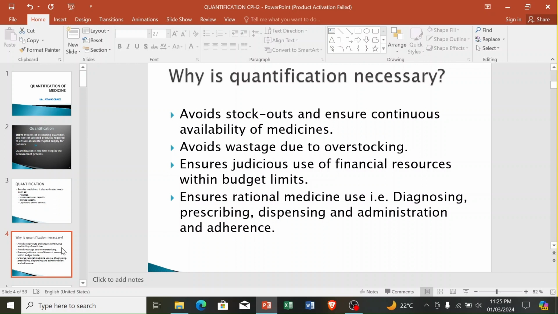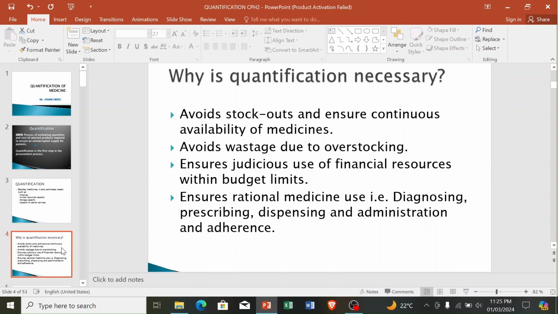So we estimate quantities based on the storage we have and then the capacity of the facility. So putting that in mind, we are trying to avoid wasting resources. We have to make sure that we appropriately use the available resource to gain whatever we need. The third point is that it ensures judicious use of financial resources within the budget limits.